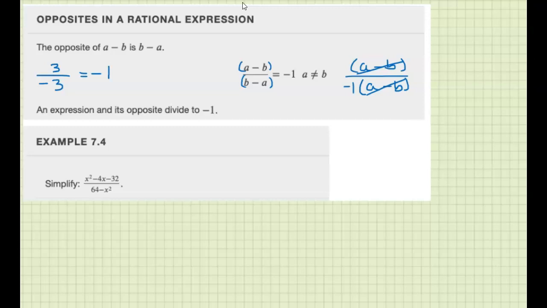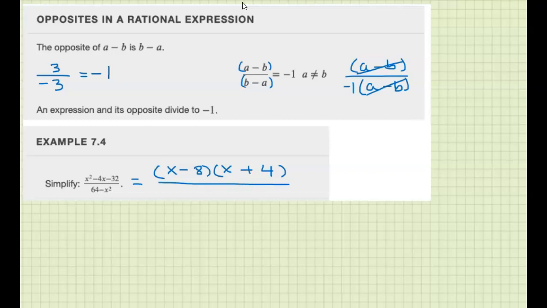All right. So let's look at example 7.4. We're going to factor the top, 2 parentheses, x squared is x times x. 32 will be 8 times 4, I think works. So negative 8 plus 4, right? Because negative 8 plus 4 gives me negative 4x in the middle.